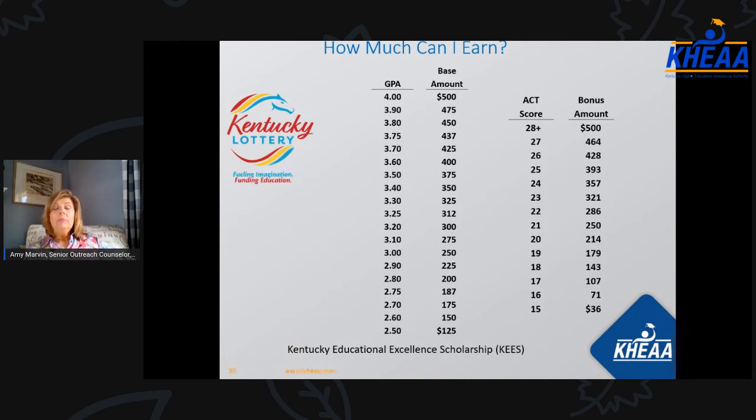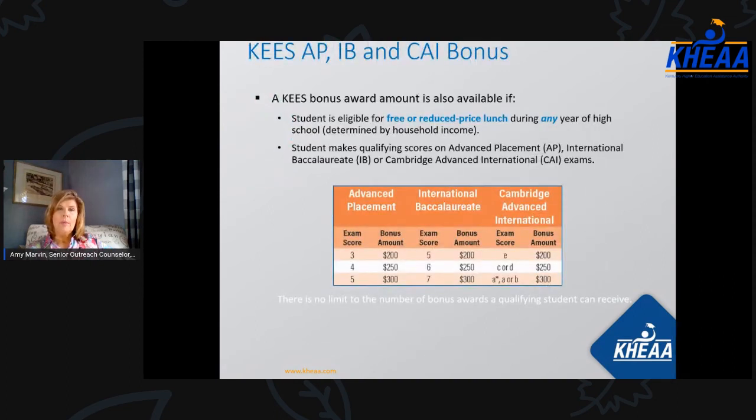So if you're wondering and you're confused about how much we award, here are the charts. Of course, this one starts with a 4.0. We're going to award the $500, and we go all the way down to a 2.5. On the ACT side, we simply start at a 15, and it caps out at the 28. So this would be a way that you could double check to make sure your award amounts are correct.